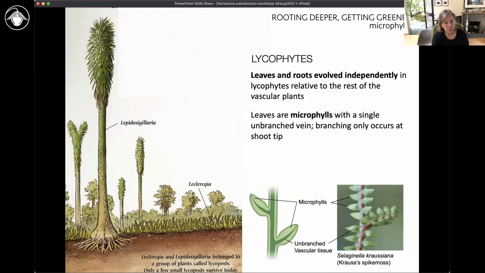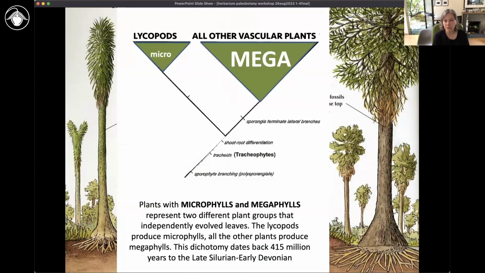So this microphylls in lycopods versus having multi-veined leaves in all the other plants is partly evidence for this big bifurcation that we see in the extant plants. So it was breakthroughs in paleobotany that made people realize that lycopods really evolved roots and leaves independently of all the other vascular plants. So plants with microphylls and megaphylls represent two different plant groups. This dichotomy goes back 450 million years at least to the late Silurian or early Devonian.